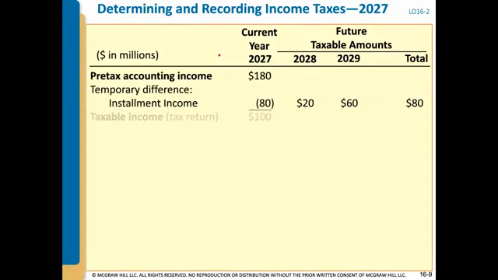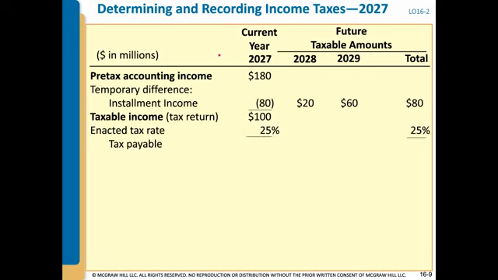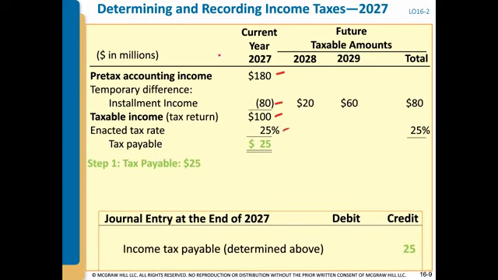So let's do a 2027 calculation. We're going to start with our pre-tax accounting income of $180 million. We're going to reverse that installment income, that revenue, and so our taxable income is 100. Our enacted tax rate is 25%, which gives us a tax payable of $25 million. So step one is recording your income tax payable: credit income tax payable, $25 million.